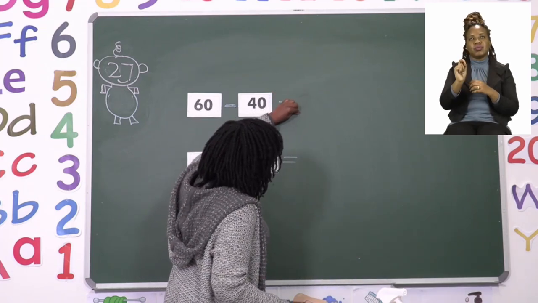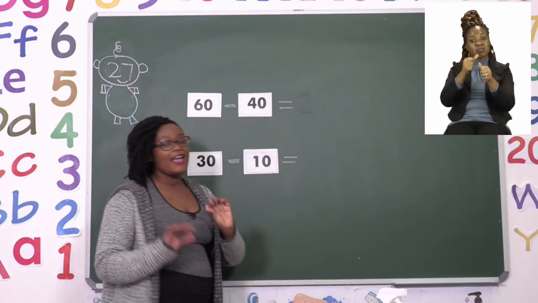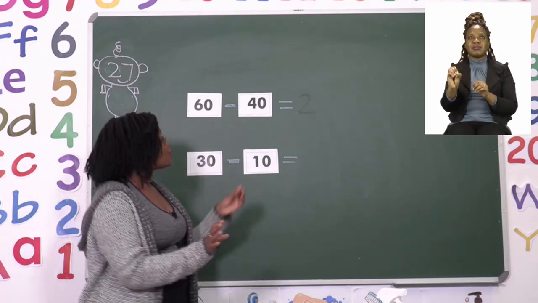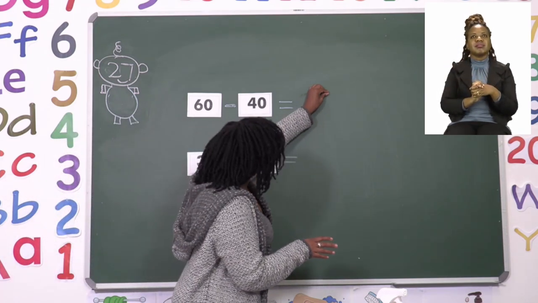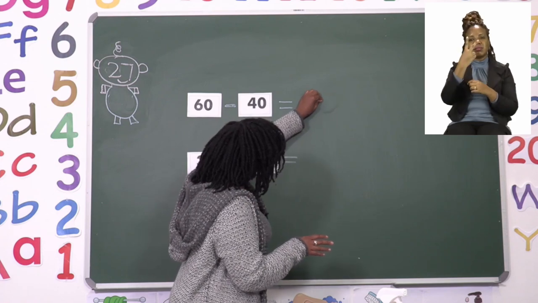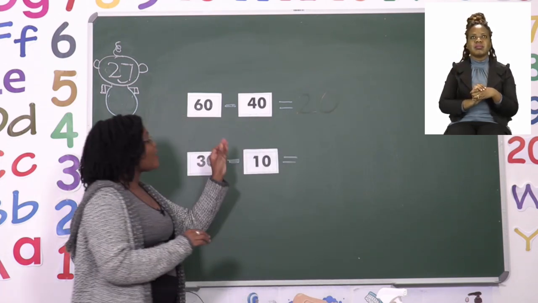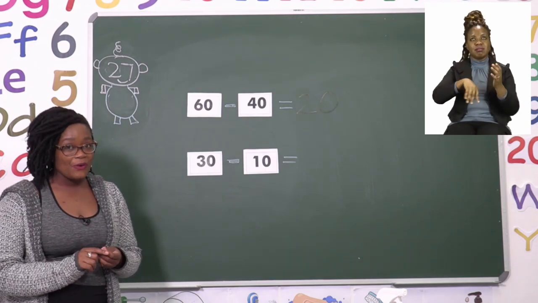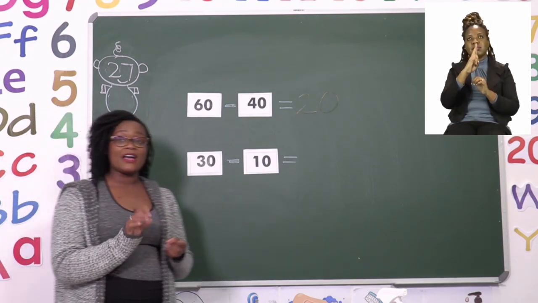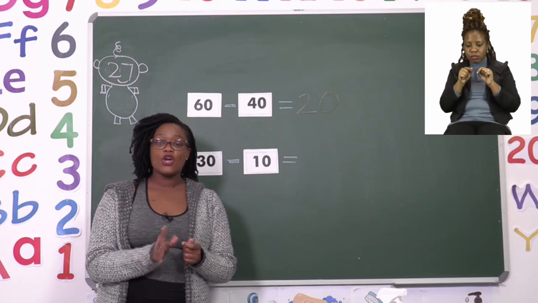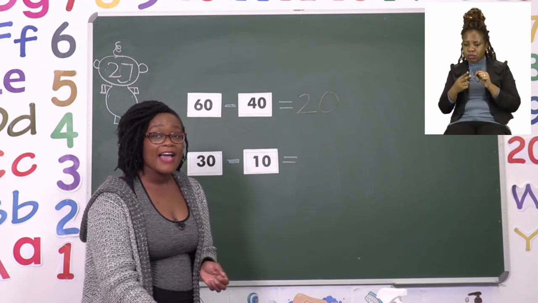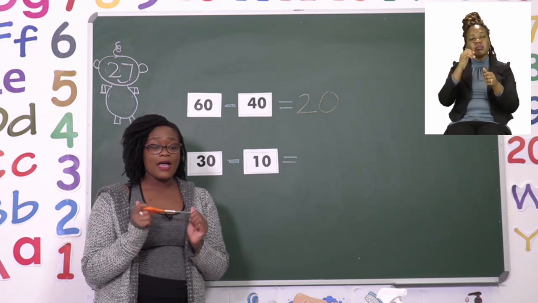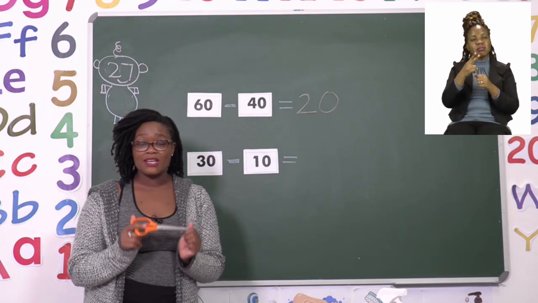So I will put my 2. But because these are decade numbers, every decade number has a zero. So I have to put back the zero I took away, which makes my answer 20. If you check in your booklet, you have a small card for 20. So you're going to cut it out and paste it for the first one. But remember, boys and girls, a pair of scissors can be very dangerous.